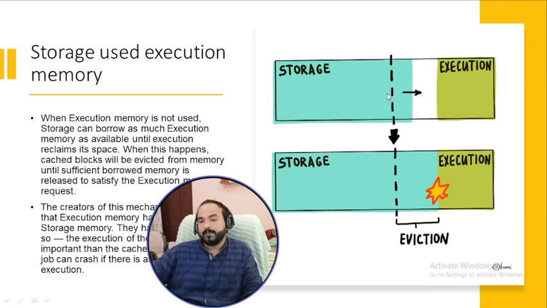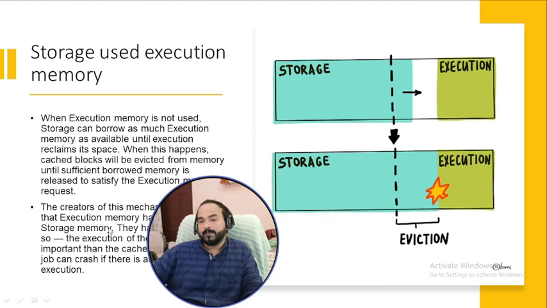So at that time, try to avoid things like collect and show, and not to store data in storage, because this is one of the reasons you can get out of memory issues. When this happens, cache blocks will be evicted from memory until sufficient borrowed memory is released to satisfy the execution memory request. And the creator of this mechanism decided that execution memory has priority over storage memory.